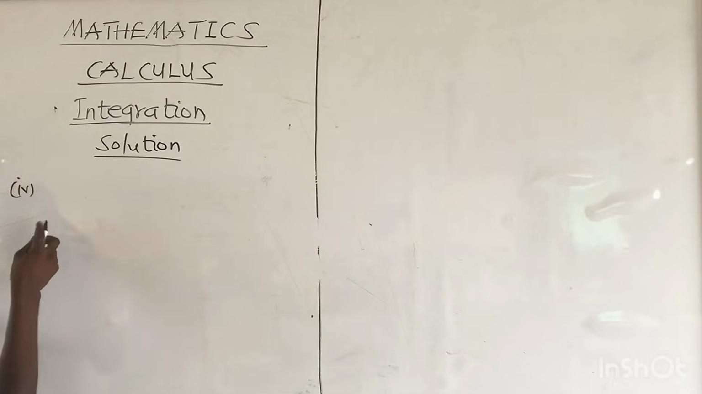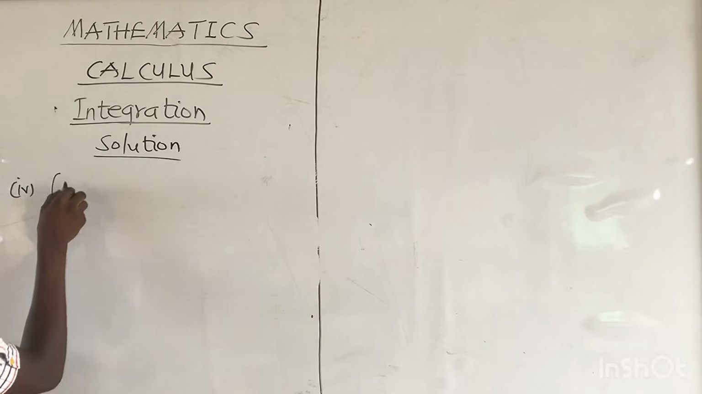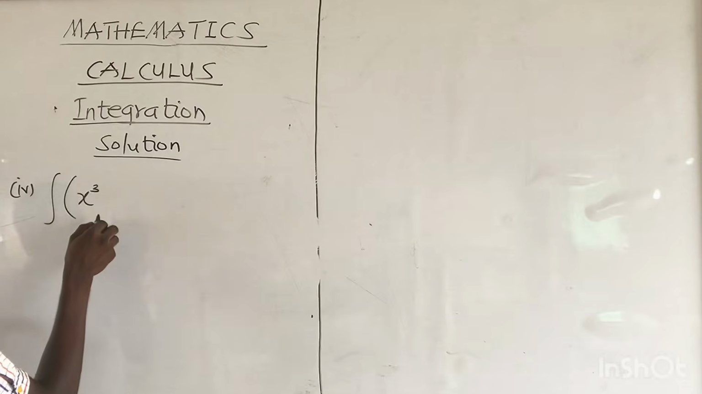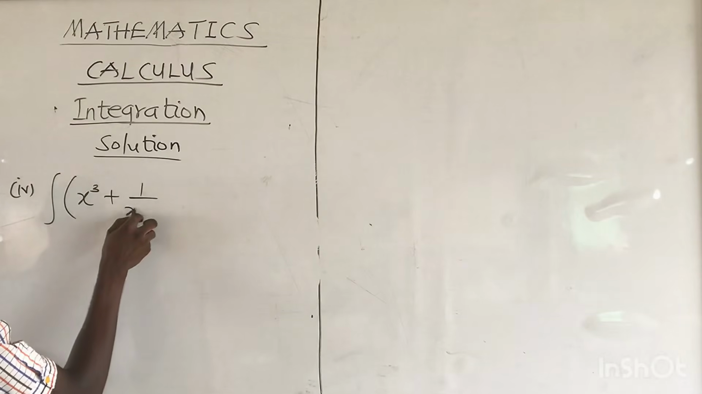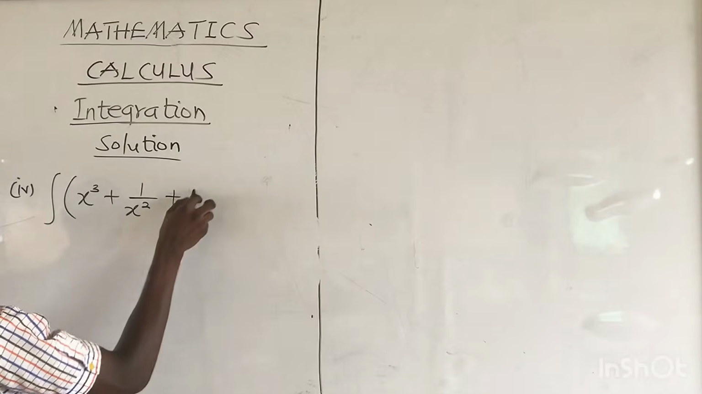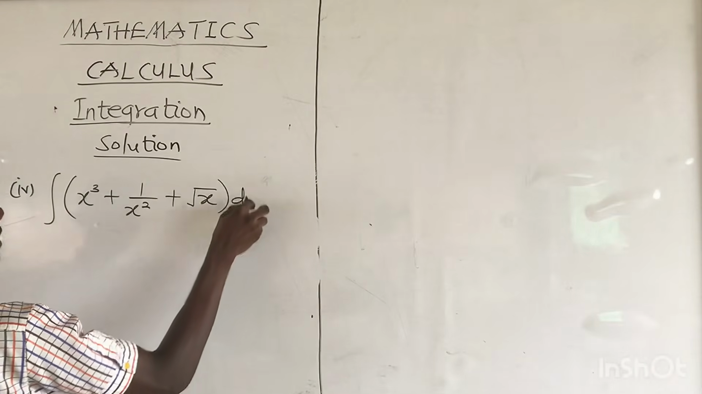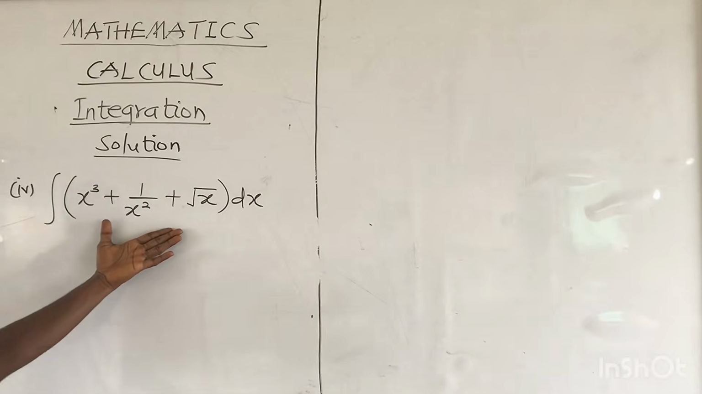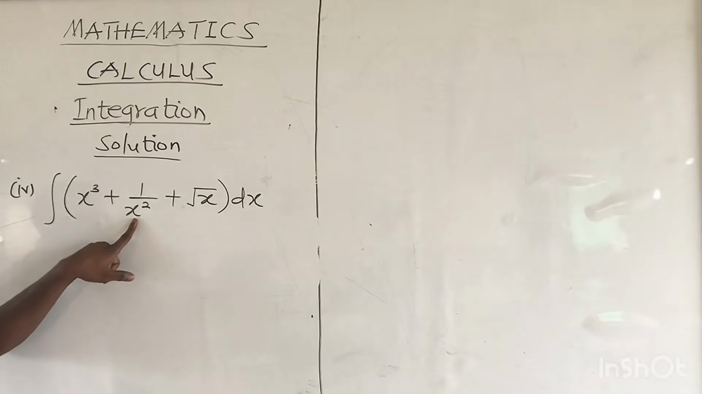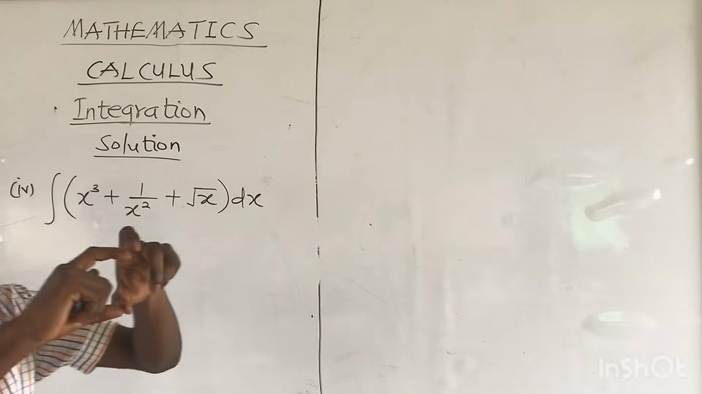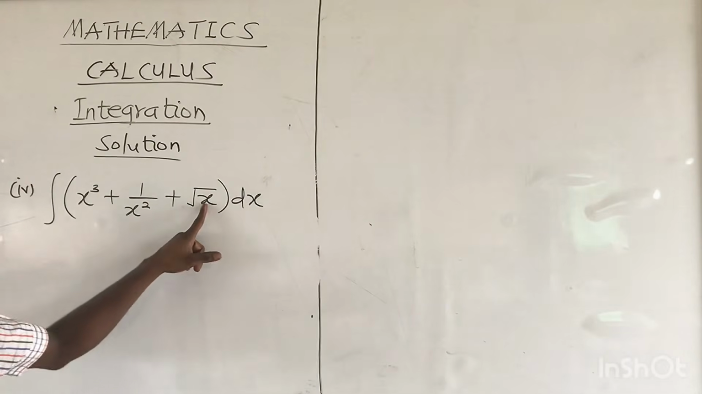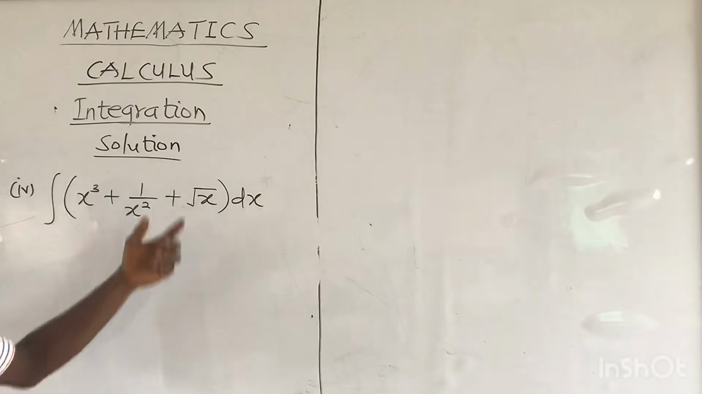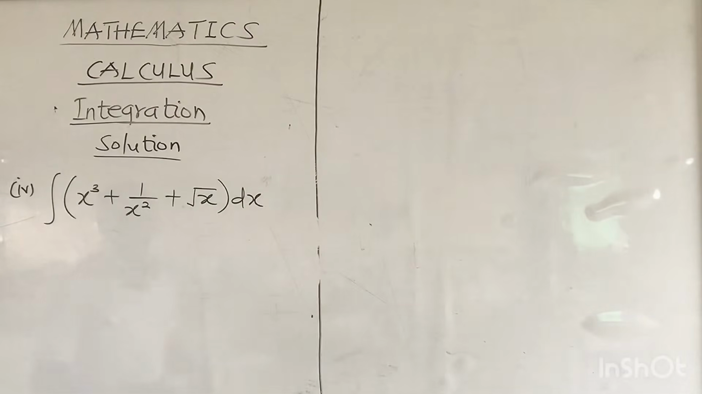IV. We have the integral of x cubed plus 1 over x squared plus root x dx. So this will be our fourth example. Before we can integrate this, we need to change 1 over x squared into exponent form, and root x should also be changed to an exponent form.